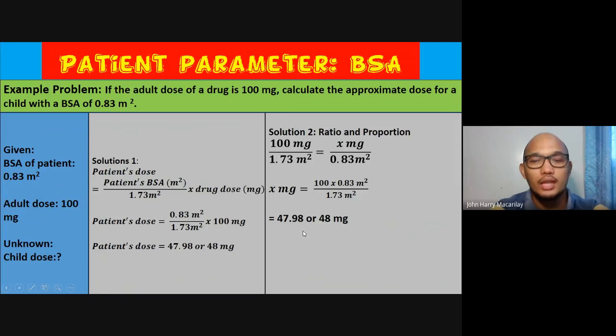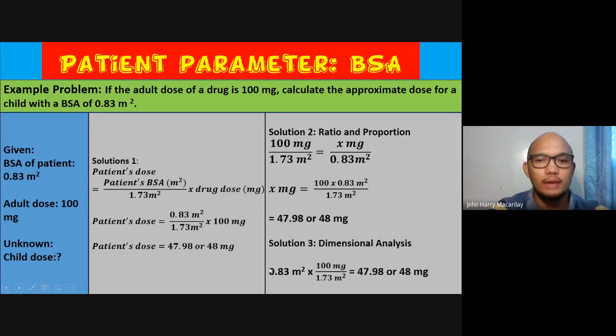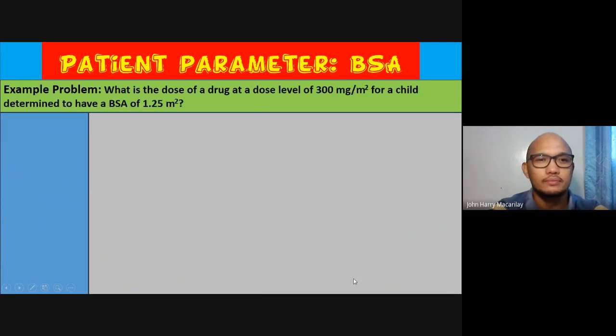47.98 or 48 milligrams. For the dimensional analysis, again, you have to consider which part of the problem doesn't have a pair. So in this particular one, it's the body surface area of the child. So you will multiply the body surface area with a ratio that is equivalent to 100 milligram over 1.73. So you will still get the same answer, which is equivalent to 47.98 or 48 milligrams.